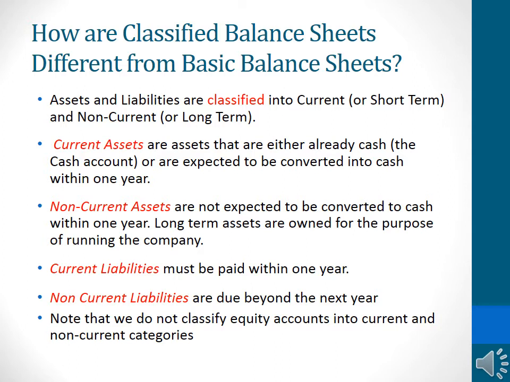Non-current assets are those that are not expected to be converted to cash within 1 year. Long-term assets are owned for the purpose of running the company. The company does not expect to sell them and turn them back into cash. Current liabilities are those debts that must be paid within 1 year of the balance sheet. And non-current liabilities are liabilities or debts that don't have to be paid within the next year. Note that we do not classify equity accounts in the same way that we classify assets and liabilities.